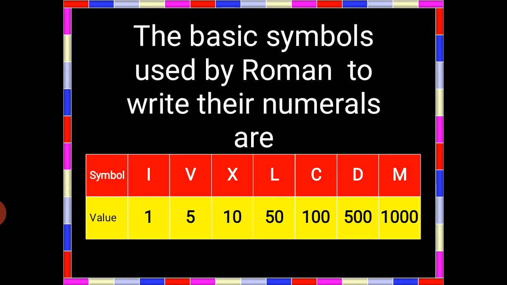The basic symbols used by Romans to write their numerals are I, V, X, L, C, D, M. Here I represents 1, V represents 5, X represents 10, L represents 50, C represents 100, D represents 500 and M represents 1000. We only use these symbols to represent all the Roman numerals.